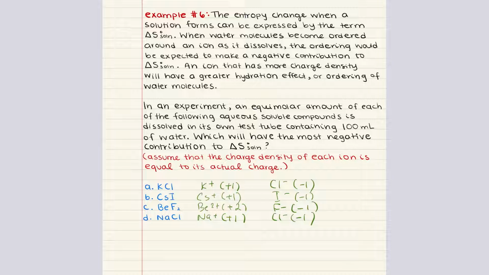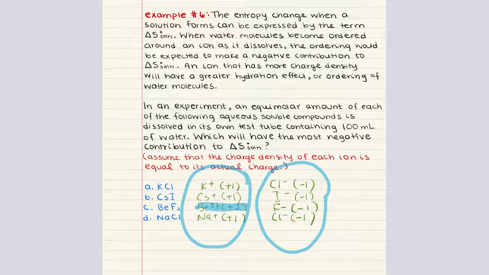So among the given compounds, beryllium has the highest cation charge. It has a +2 charge. This means that it's going to have the strongest electrostatic interactions with water molecules, leading to the greatest ordering of water molecules around it, resulting in the most negative contribution to delta S of solution, especially considering that all of these compounds, their anions all have a -1 charge. And then looking at the cations, beryllium is the only one that has a +2 charge, while the other three all have a +1 charge.